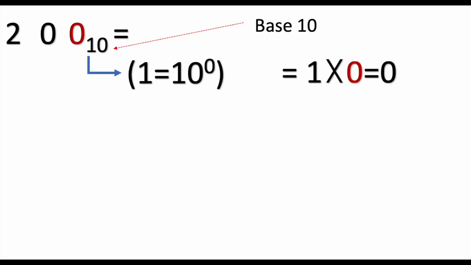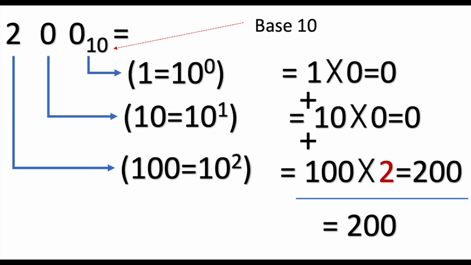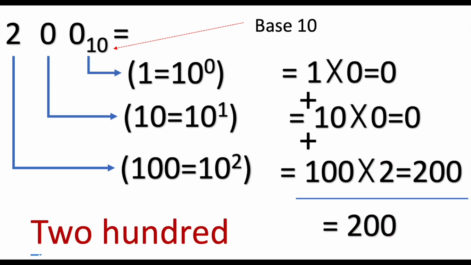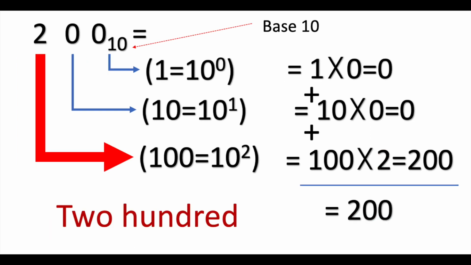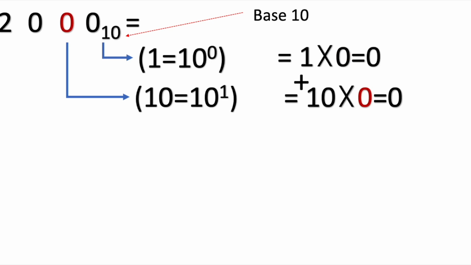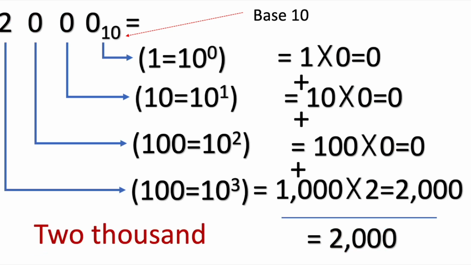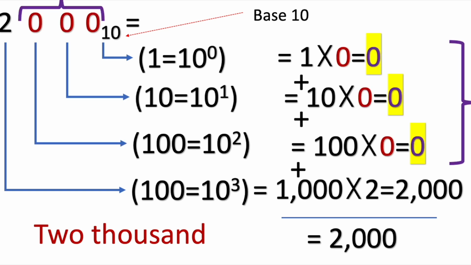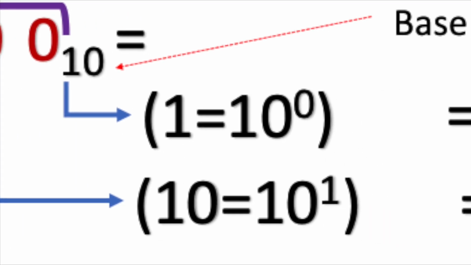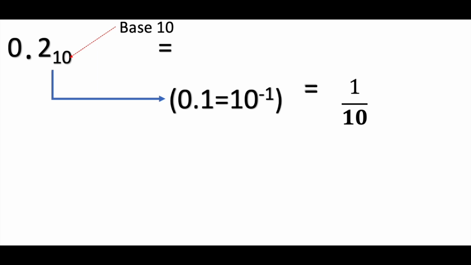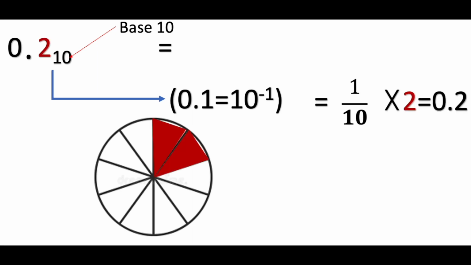Thus, 2 followed by 0 and 0 is 2 times the second power of 10. The string represents 2 times 100, or 200. But 2 followed by 3 zeros is 2 times 1000, or 2000. The zeros also participate, but multiplying the corresponding power by 0 does not contribute to the total value we are representing; they hold a position. A point followed by 2 means 2 multiplied by 10 to the minus 1, or 1/10. Thus, this is 2/10, or the fifth fraction of 1.